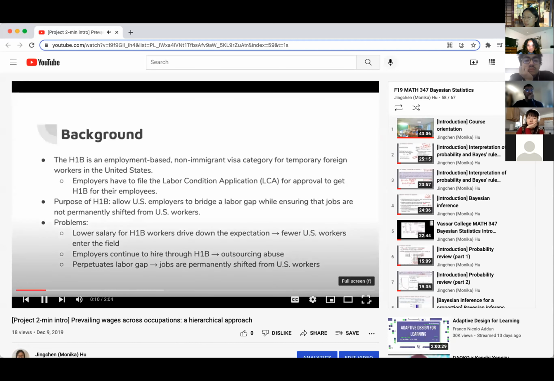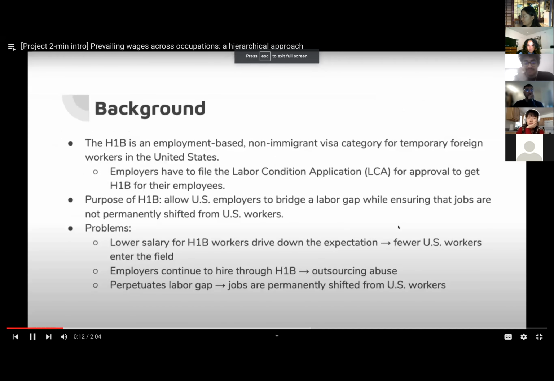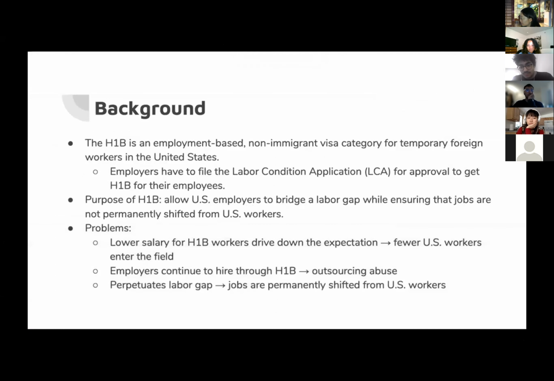This is a hierarchical model to study the prevailing wages across occupations, focusing on H-1B workers. The H-1B is an employment-based non-immigrant visa category for temporary foreign workers in the United States. Employers have to file the labor condition application for approval to get H-1B for their employees. The aim of the H-1B program is to allow U.S. employers to bridge a labor gap, but at the same time ensure that jobs are not permanently shifted from U.S. workers to foreign workers. However, some people argue that employers pay H-1B workers less than their U.S. counterparts. It allows employers to import cheaper foreign laborers, which causes an outsourcing abuse.